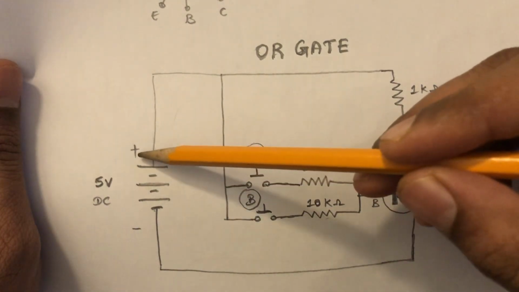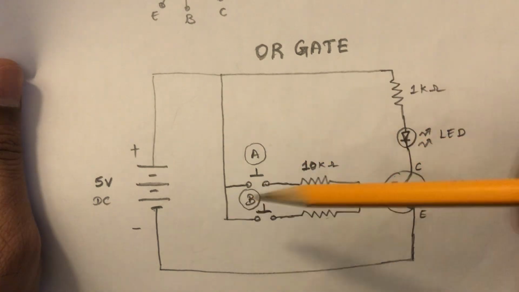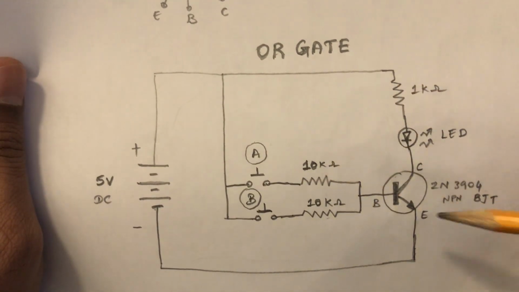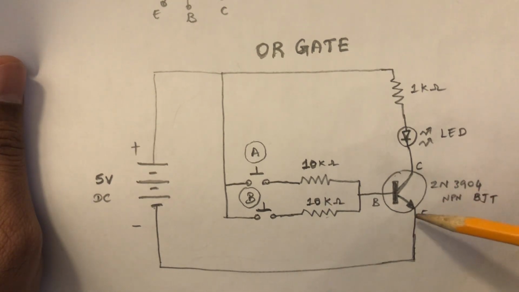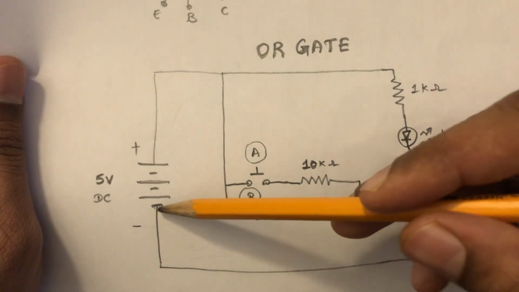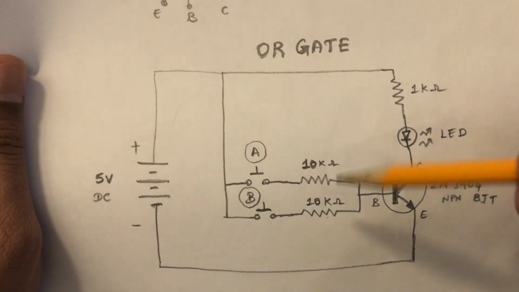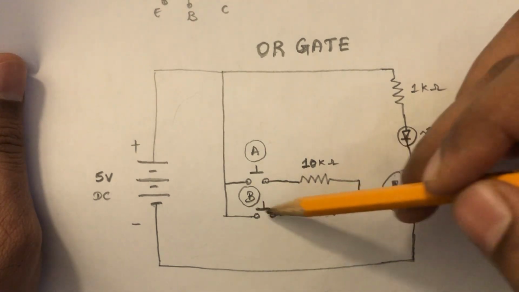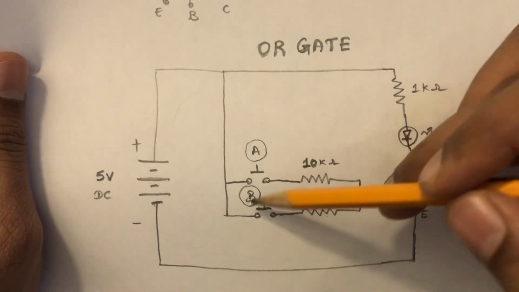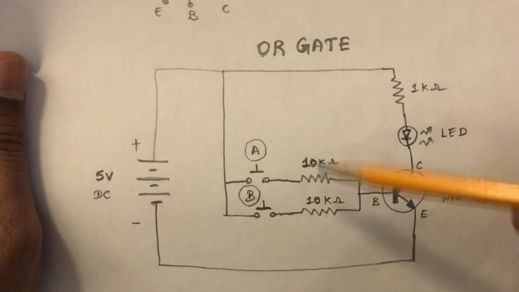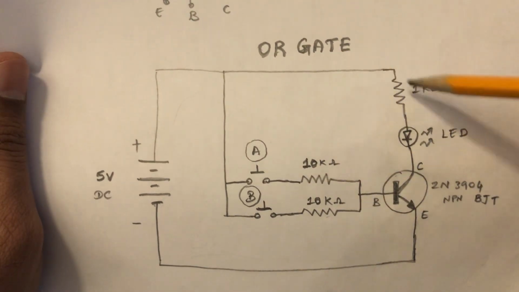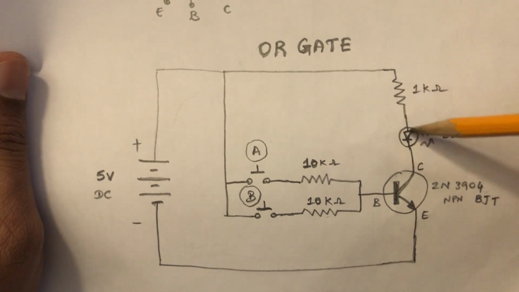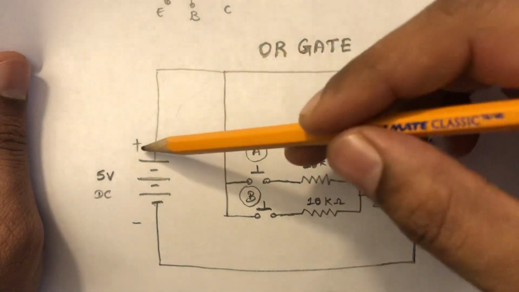So we have a positive 5 volt, and that is connected to the transistor through a switch to the base as well, and the emitter of the transistor is connected to the ground or the negative 5 volt. The base is connected to two resistors, and it follows through a switch which will act as the A and B input in this case for our OR gate. And the collector is connected to an LED, and to limit the current flow through the LED we have a 1 kilo ohm resistor, and it's connected to the positive supply.